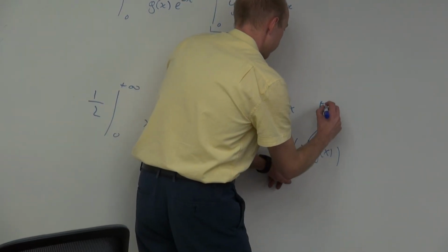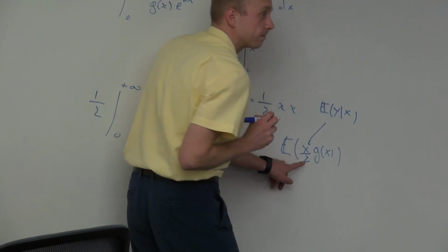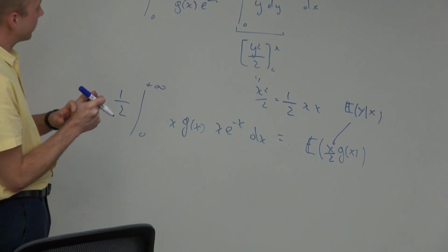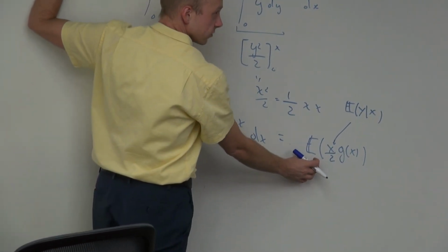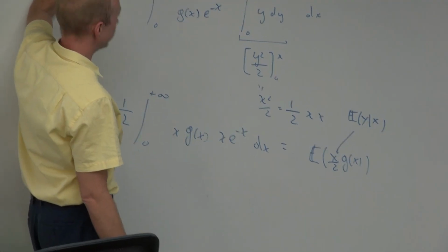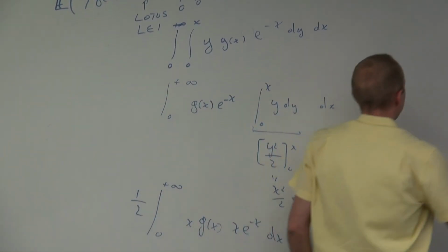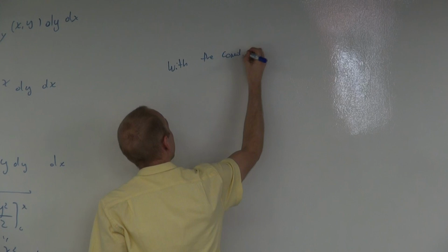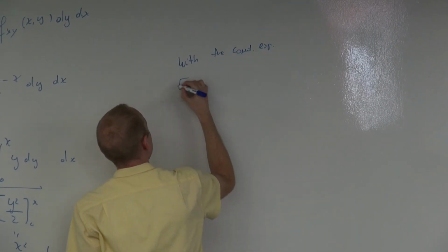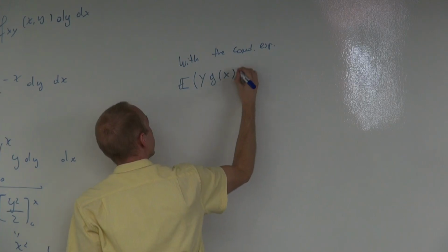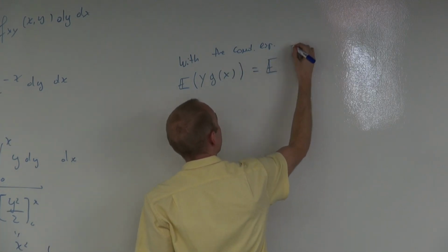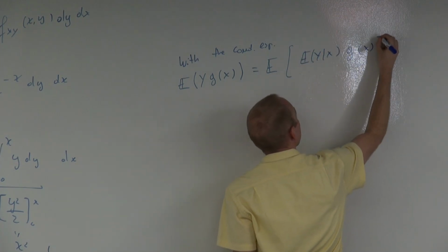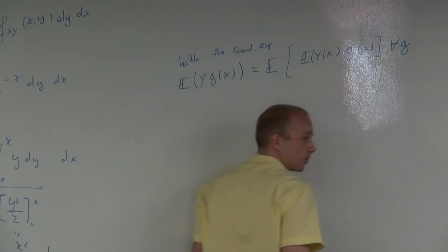This is the conditional expectation of y given x. The conditional expectation has a very cool property: it always satisfies this relation, whatever g is. With the conditional expectation, E of y times g of x is always equal to the expectation of the conditional expectation of y given x times g of x, for every g that you can think of.